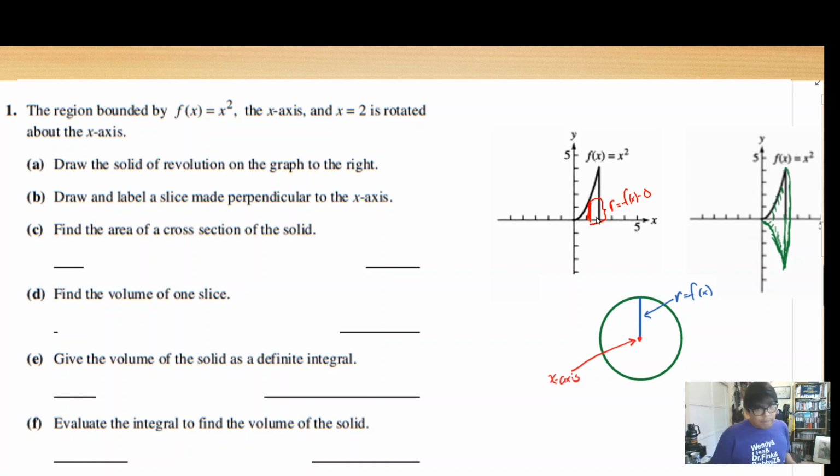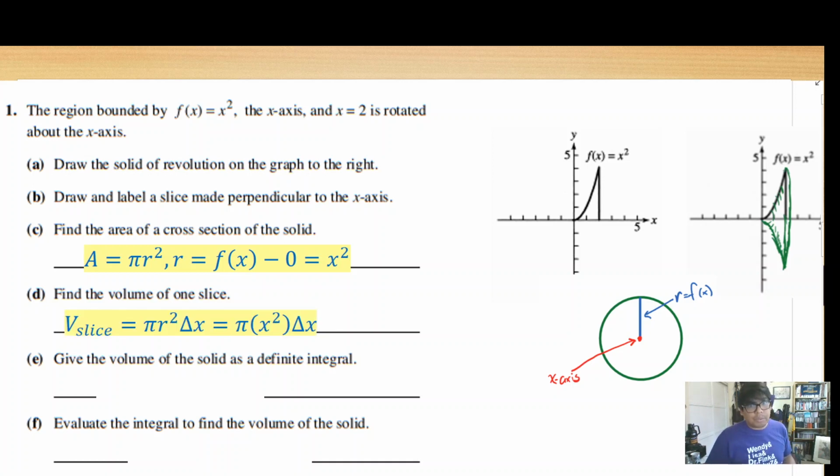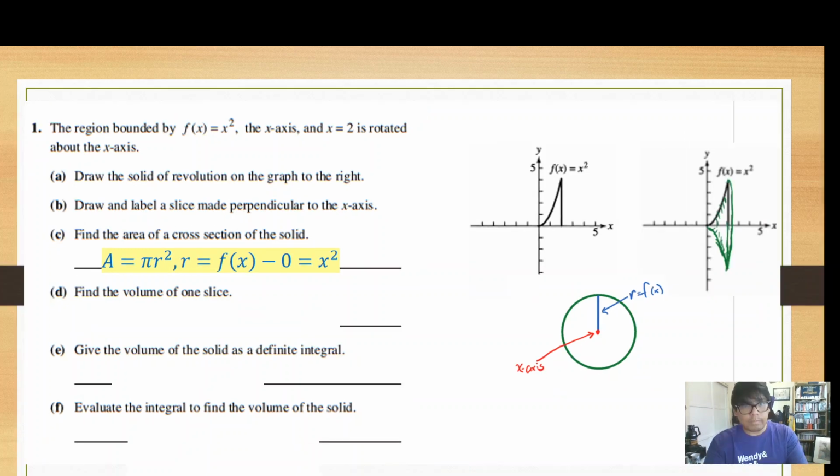So let's find the area of the cross section of the solid. If you know you're rotating around an axis and you know the cross section is going to be a circle, the area of a circle is always going to be pi r squared. And we just found out that r is equal to f of x minus 0. So r is equal to x squared, meaning that we have an area of actually pi x to the 4th power. So here's pi r squared. I think I forgot a square here.